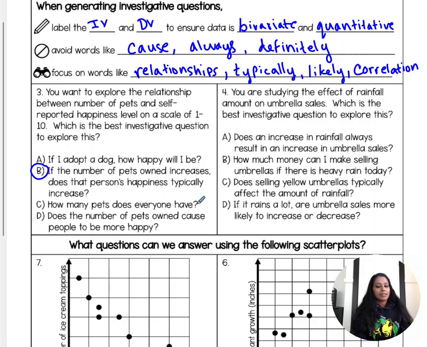How many pets does anybody own? That doesn't work because it's only one thing that you're asking them. Does the number of pets owned cause people to be more happy? It's a yes or no question. It doesn't give you that scale.